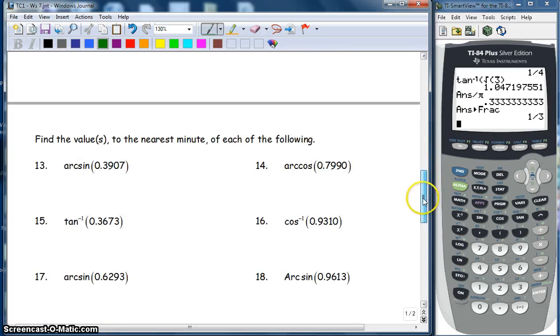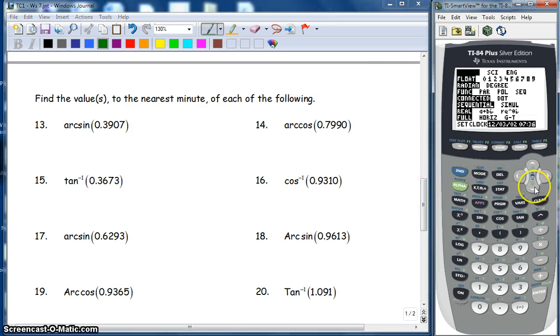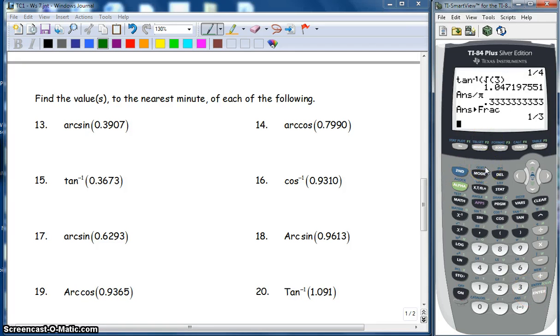So let's now go to degrees, because these can be a little more tricky because they're not our unit circle angles. So let's switch our calculator to degrees to work on the second part of this worksheet. I haven't done sine yet, so let's do arc sine of 0.3907. Again, first thing you do, you go to your calculator, second sine of 0.3907, and you get 22.998.